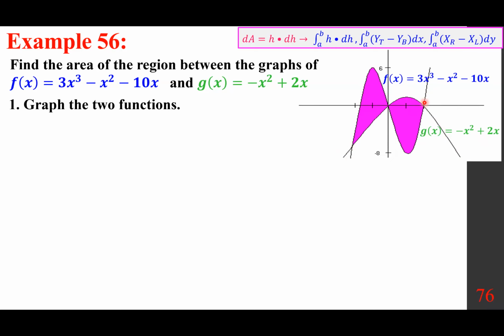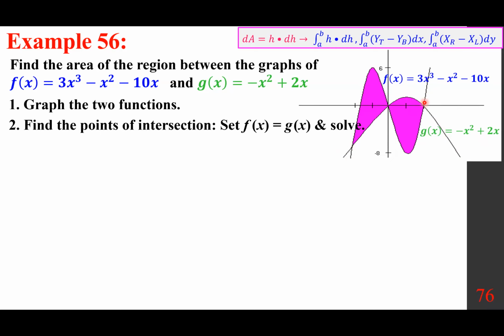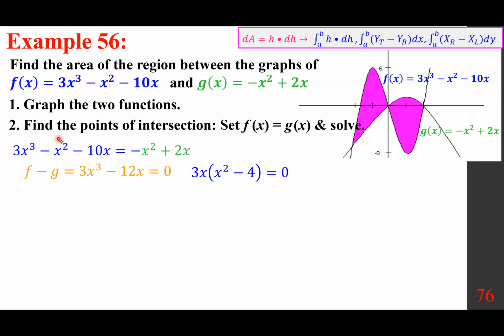And we need to find the points of intersection by setting them equal and solving. Since this is minus x squared, they cancel each other. I can factor out the 3x. So x is either 0 or x is plus or minus 2, because x squared minus 4 means x squared equals 4, or x is plus or minus 2, or x plus 2 times x minus 2. So there are 3 answers.